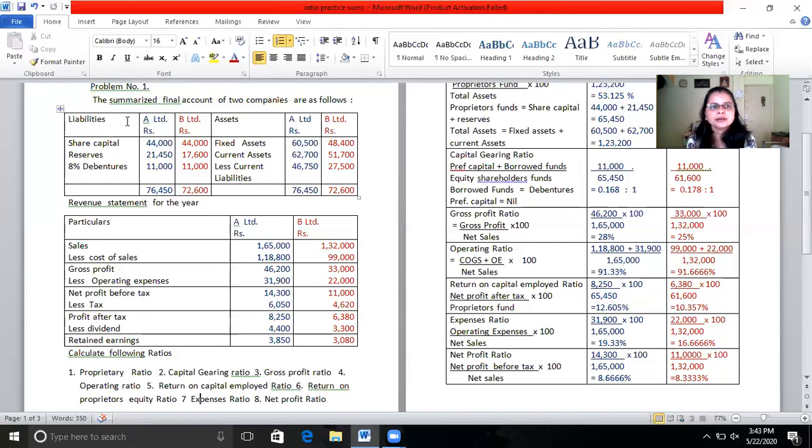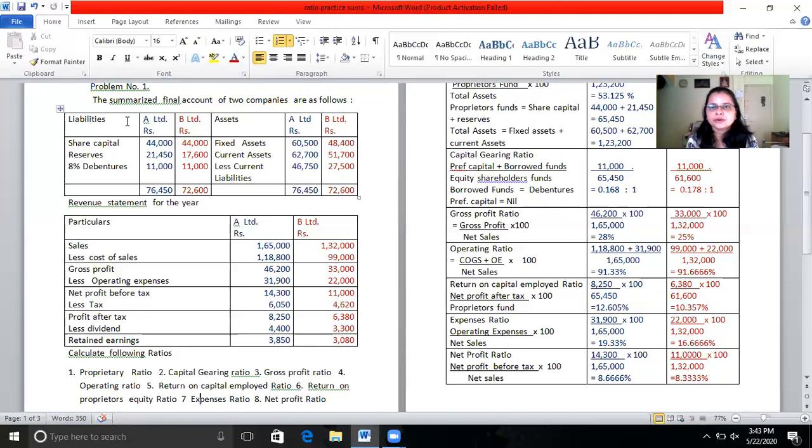For B Limited, cost of sales is 99,000 plus operating expenses 22,000 divided by net sales 1,32,000 into 100. So our answer will be 91.66%. If you are rounding it up to 2 digits, it will be 91.67%. Next ratio is return on capital employed ratio.